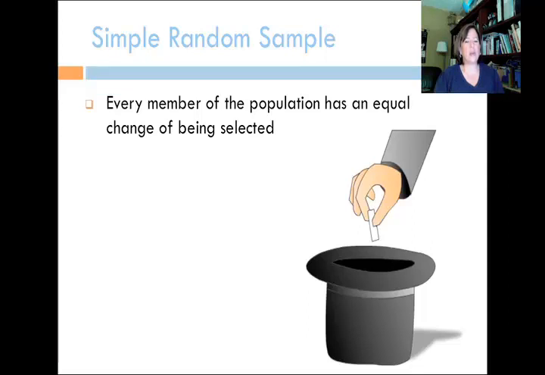You do not want to use a simple random sample if you need to have certain subgroups represented in the sample. You can do that in other ways. For instance, through stratified random sampling.